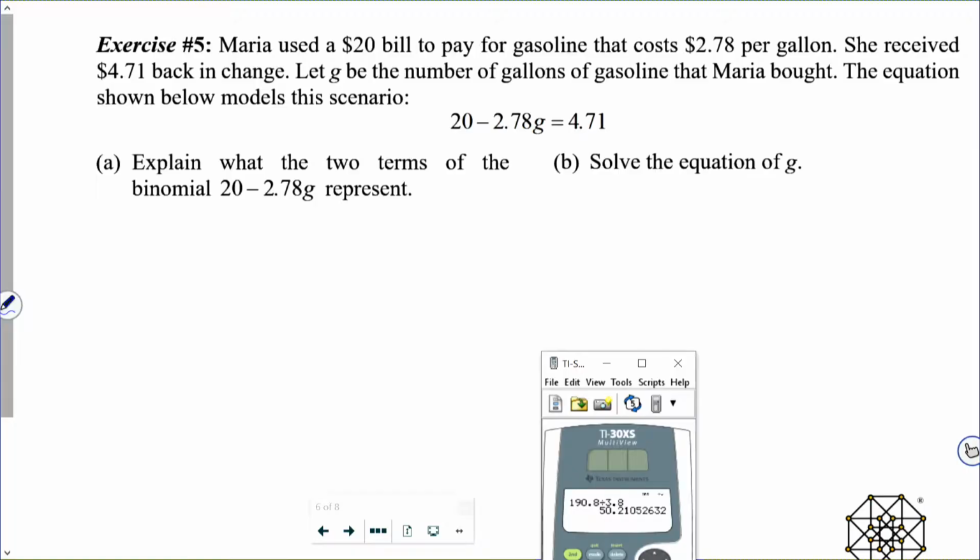Let's read it together. Maria used a $20 bill to pay for gasoline that cost $2.78 per gallon. She received $4.71 back in change. Let G be equal to the number of gallons of gasoline that Maria bought. The equation shown below models this scenario. So in other words, we're given the equation 20 minus 2.78 times G equals 4.71. Letter A simply asks us to explain what the two terms of the binomial 20 minus 2.78G represent.